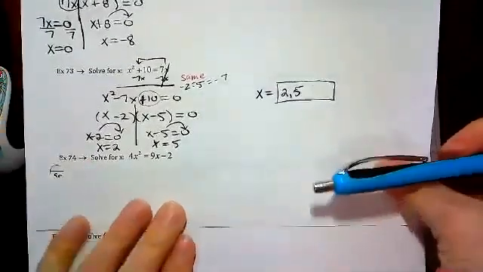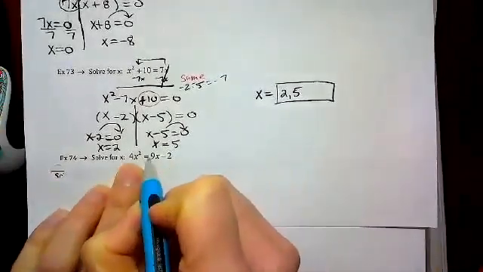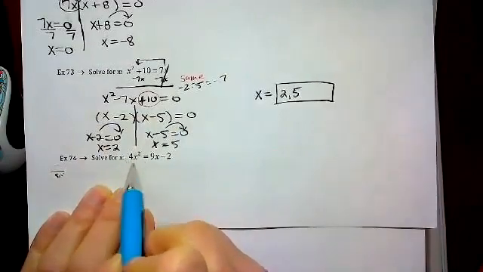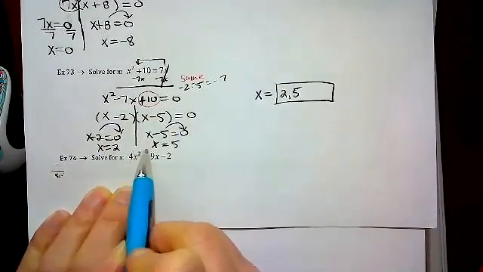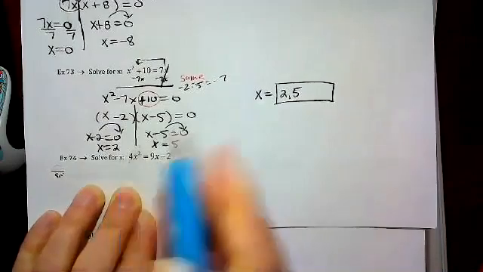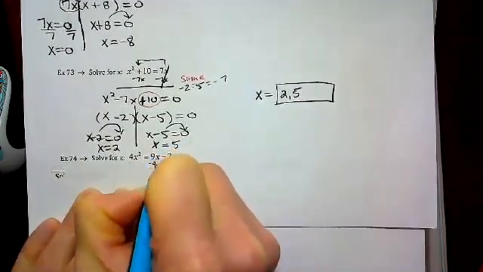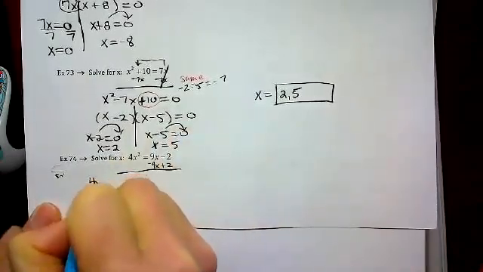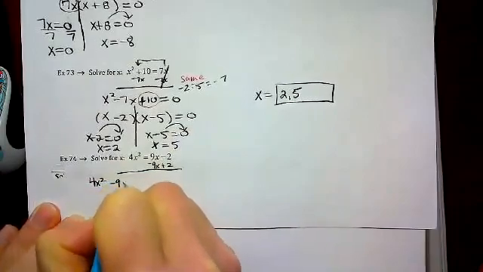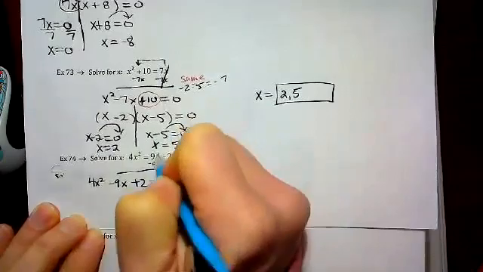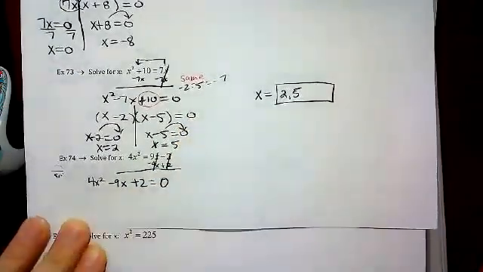Example 74. So example 74 here, it's not all in the same order, or on the same side rather. Since this is a positive 4x squared, I know moving this over to the right would be one less thing to move, but since it's positive, personally, I would still move everything from the right to the left. And so I would have 4x squared. And if I subtract that, that'd be a negative 9x. And if I added that on the right-hand side, it'd be a plus 2 on the left, zeroing out that right-hand side.